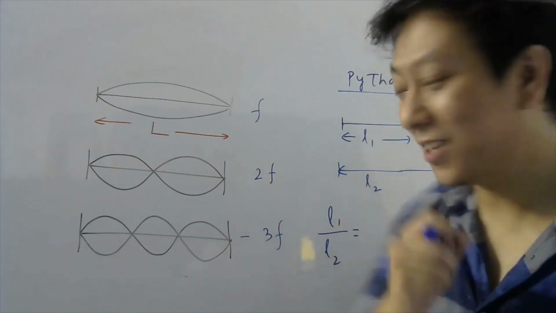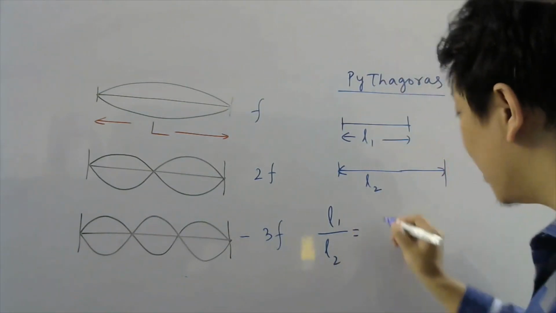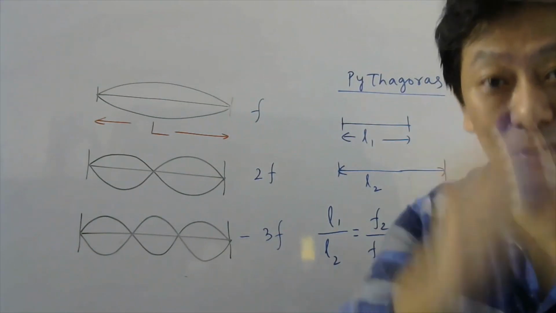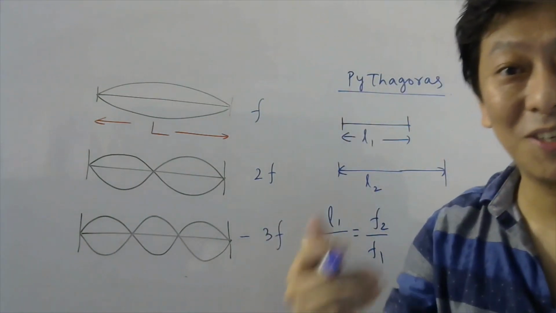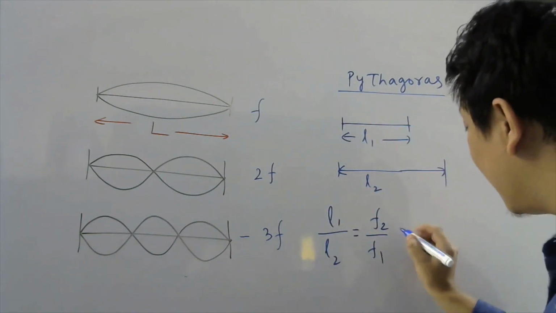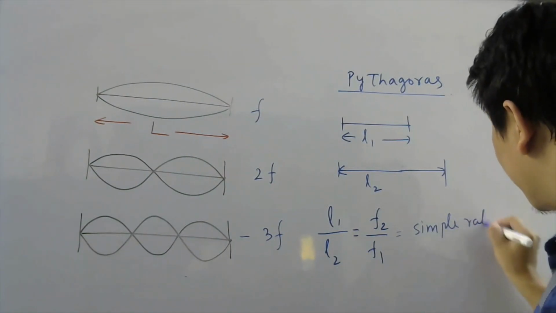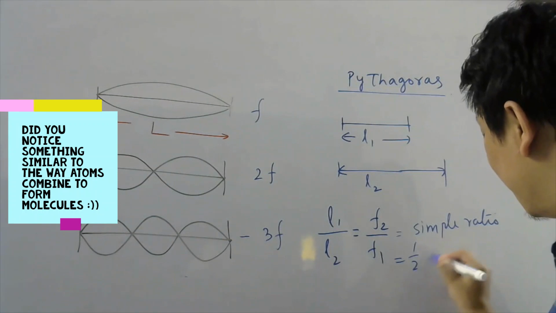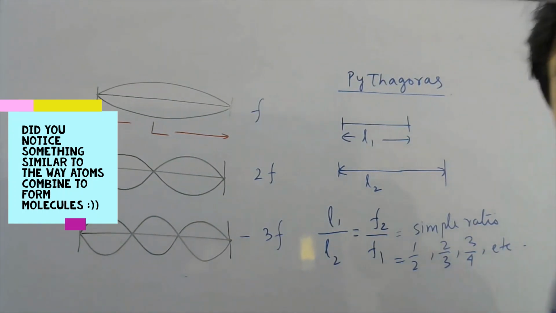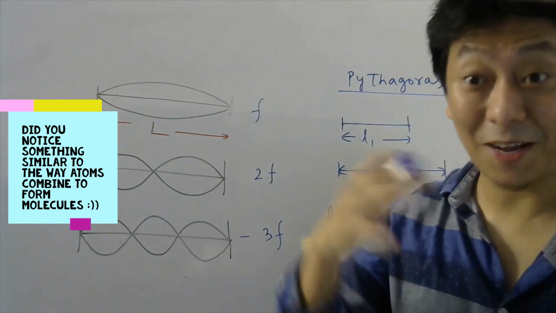Now what is the condition? The condition is the ratio of the lengths, which also means the ratio of the frequencies, isn't it? Because already I have shown you the frequency is inversely proportional to the length. So when the frequencies or the lengths are in simple ratios like 1:2, 2:3, 3:4, etc., you get a pleasant sound from the two strings when they combine.